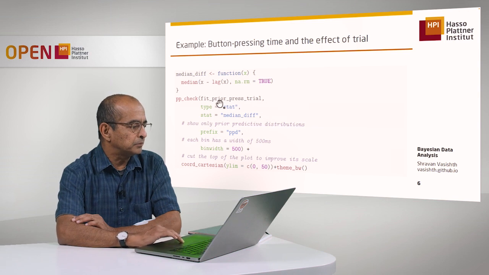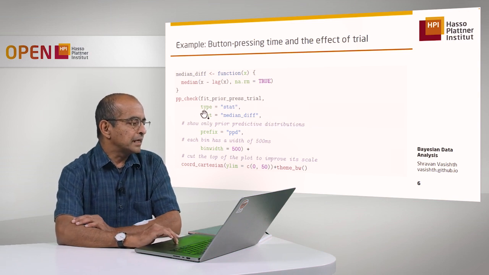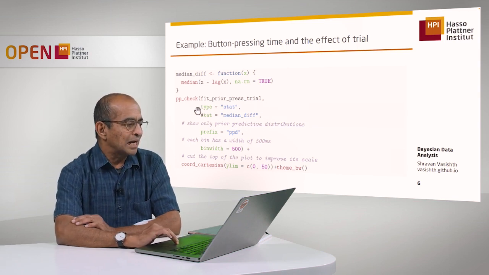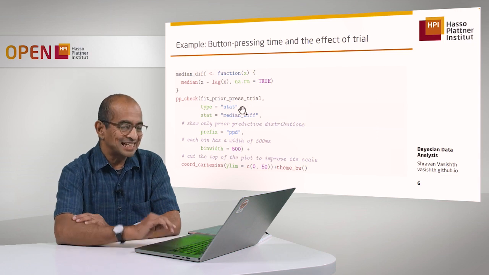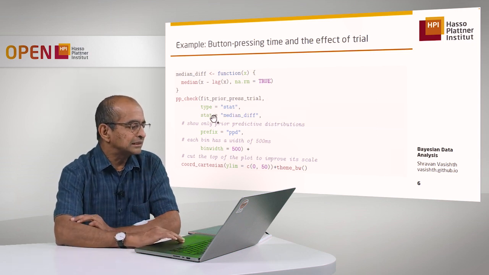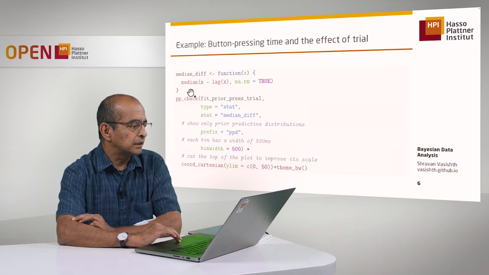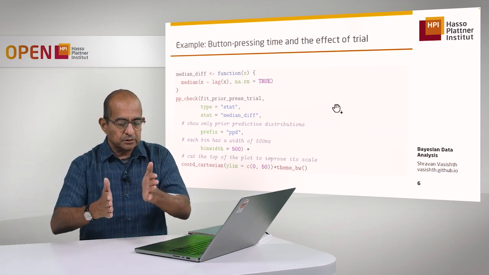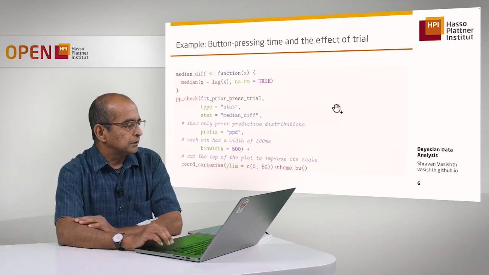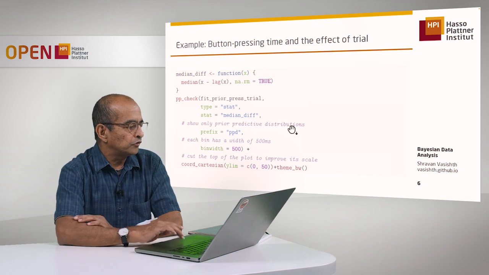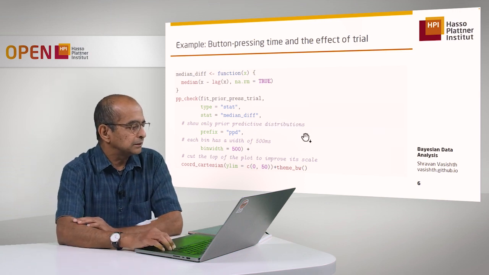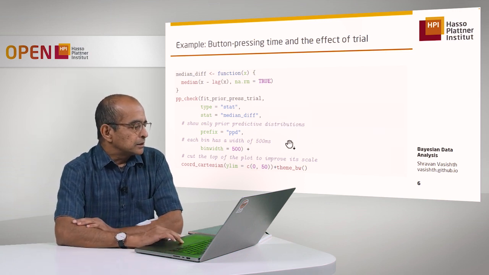This is my BRM object, right? And what I'm saying is I want the prior predictive check to be about the statistic of interest. And what is that statistic? Well, I defined a function here that computes the median difference between a point x and x minus 1, right? So what's the impact of going from one trial to the next here?